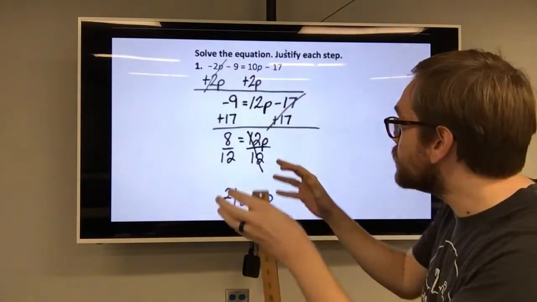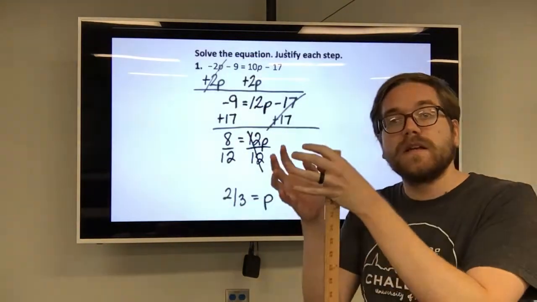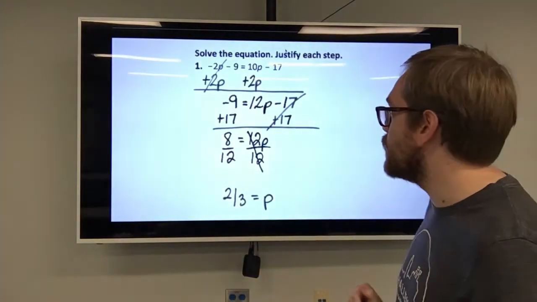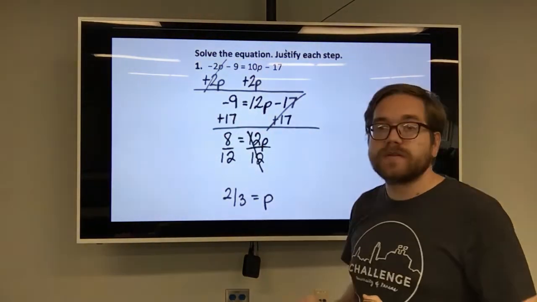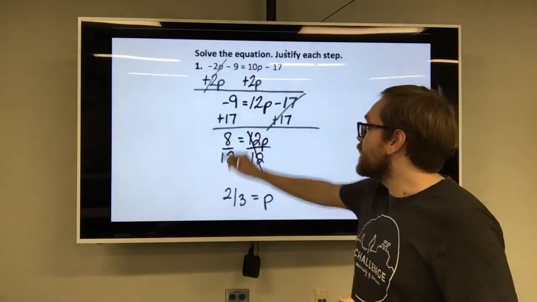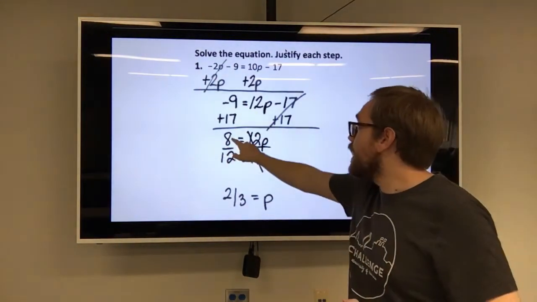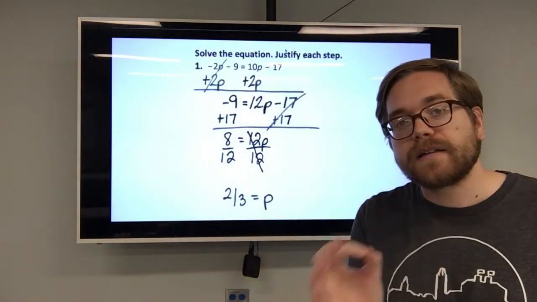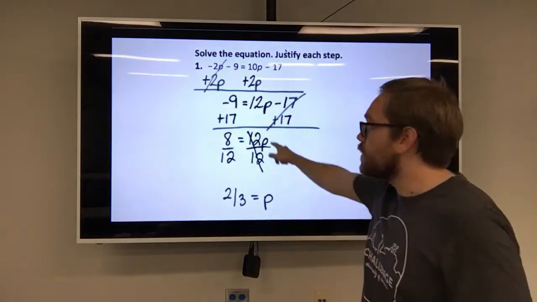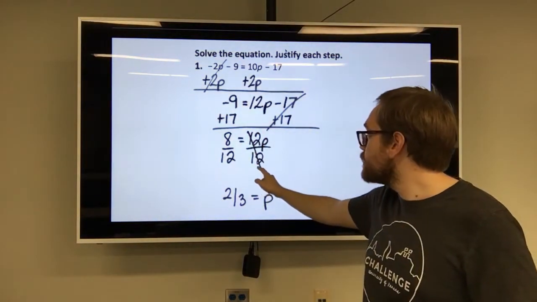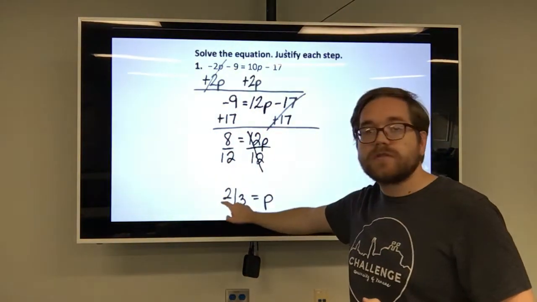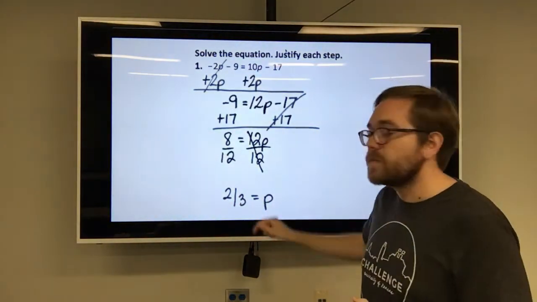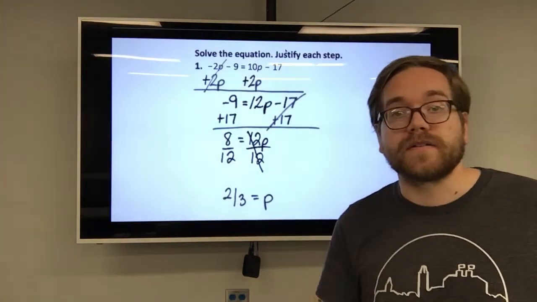But I'm still trying to get that p by itself. Right? So I combine the 2p and the negative 2p and the 10p to get the p's just on one side, but now I need to get everything else on the other side of the equation. So I add 17 to both sides. Negative 9 plus 17 is 8, and so I have 8 equals 12p. But then I need to get that p by itself to figure out what it's equal to, and so I divide 12 on both sides. 8 divided by 12 reduces to 2/3, or about 0.67. And that's what p is equal to. So that's how we would go about solving that equation.